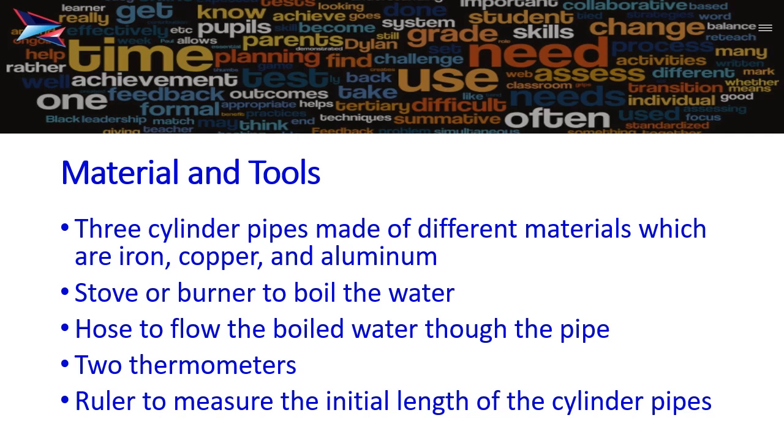And then the fourth one, we are going to use two different thermometers. The first one you put at the top of your boiled water to measure the boiled water temperature. And the second one you use at the very end of the other end point of your pipes. So there is a different temperature between these two. You are going to record this.